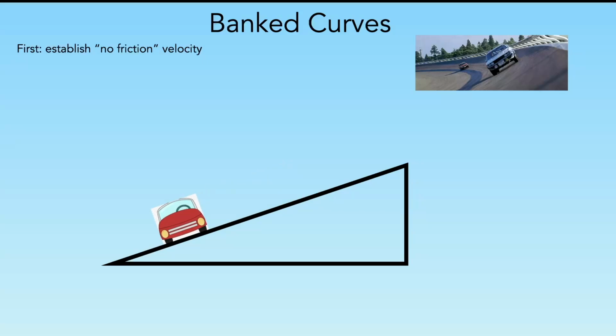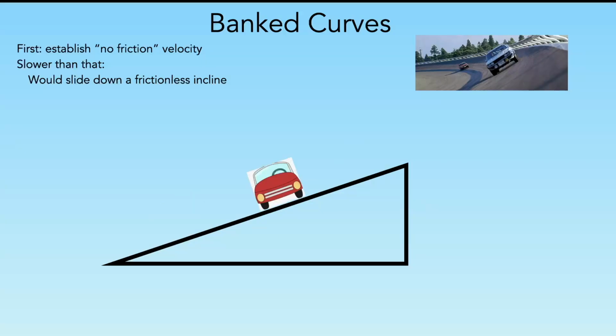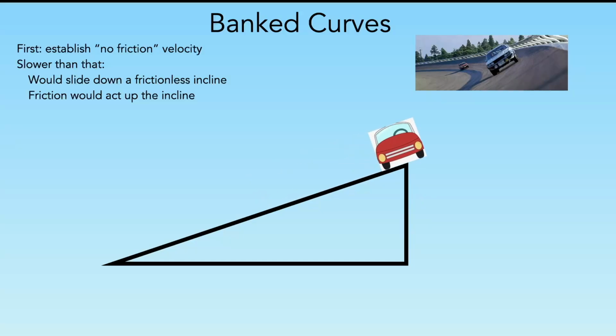And then if it's going slower than that, think of a car stopped on a frictionless ramp, it would slide down. So if it's going slower than the no friction velocity, it would slide down a frictionless incline, so friction has to be pushing up. Now, if it's going faster than the no friction velocity, it would drift up the incline. So friction has to be pushing down the incline.